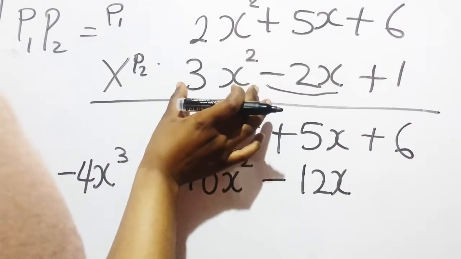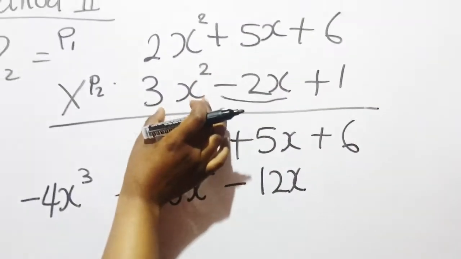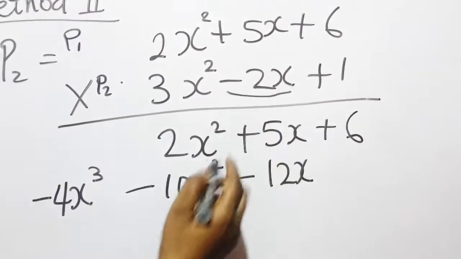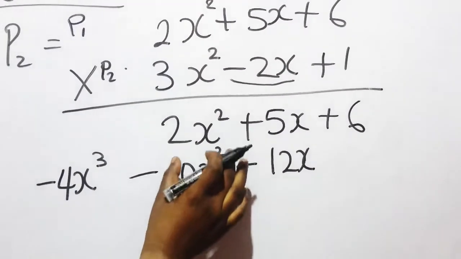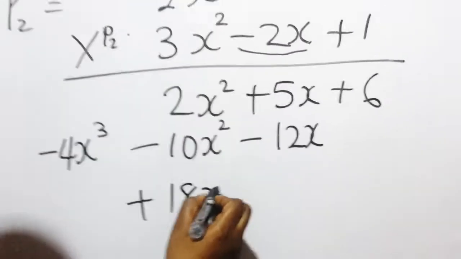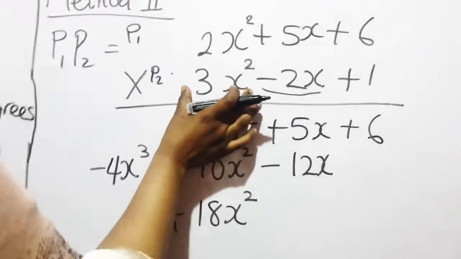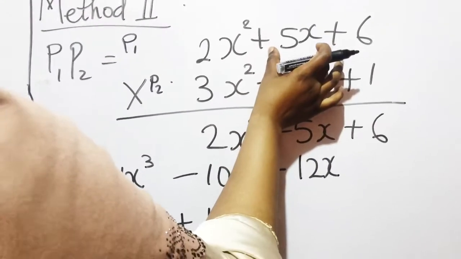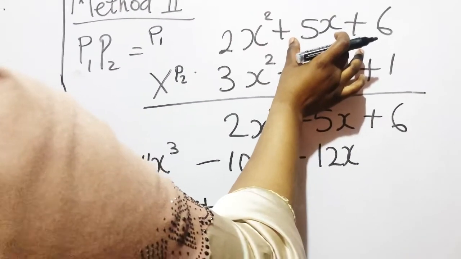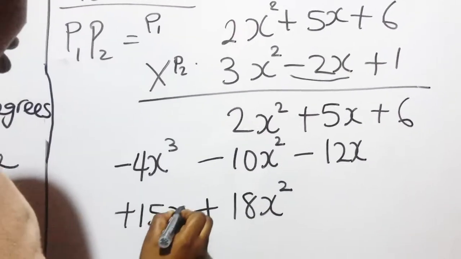So plus 3x squared multiplied by 6 gives plus 18x squared. So I'm going to write it under x squared. So plus 18x squared. Plus 3x squared multiplied by 5x will give me 15x cubed. So plus 15x cubed.